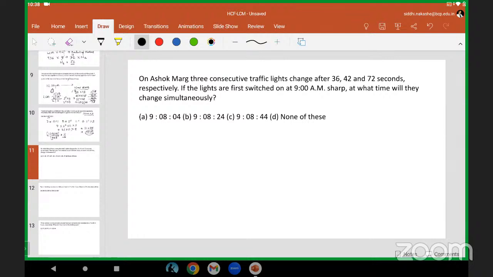Let's move to the next question. So this is the same question. Again, we have to find out at what time they will switch the lights together. Fine. On Ashok Marg, three consecutive traffic lights change after 36, 42, 72 seconds. If the lights are switched on at 9 a.m. sharp, at what time will they change simultaneously?